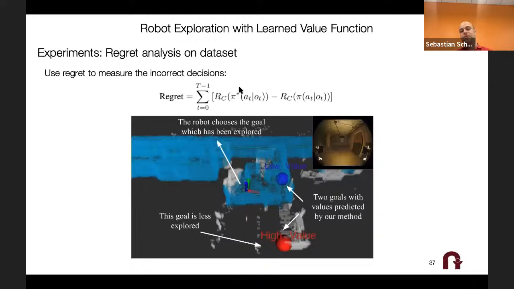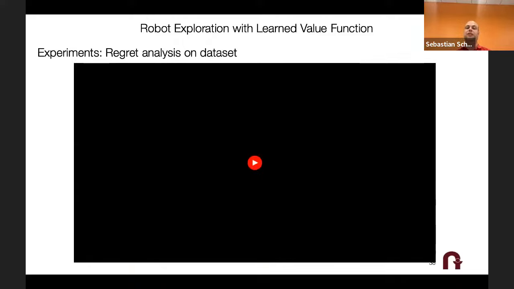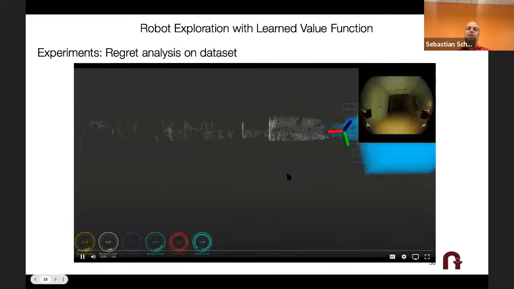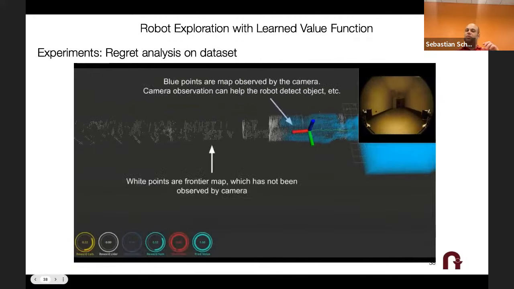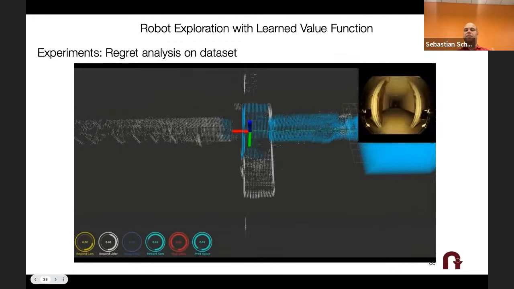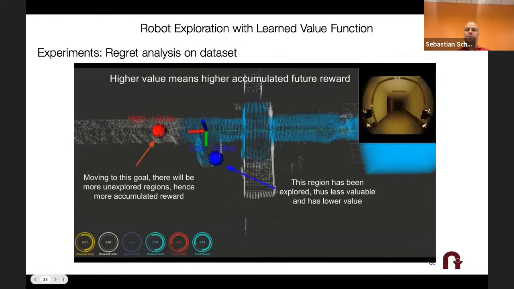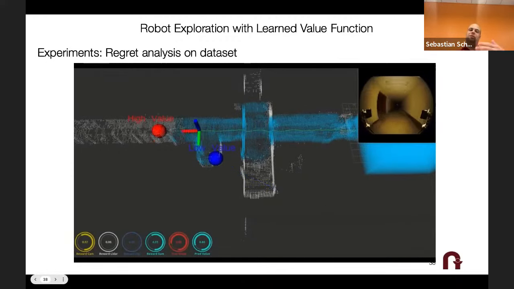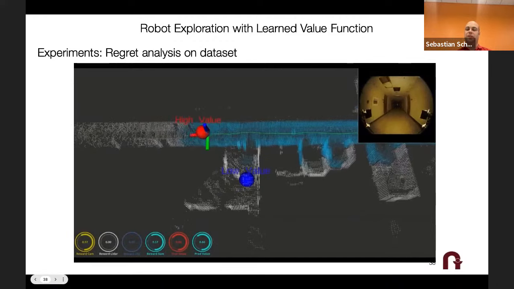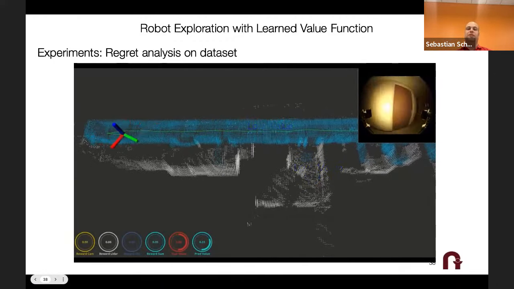So one of the metrics we use to evaluate how good the system performs is regret. And so you can see here there's 2 potential goal points the robot has. And so if it would pick one that already has a lot of explored space, it is low value. If there's still a lot to see, it should be higher value. And so you can see here on a data replay the robot will pick different potential goal points, and then we can evaluate if our system picks the right goal points, right? So here, the red value is higher value because it's much less seen space, while the blue one is in an area that has already been seen.